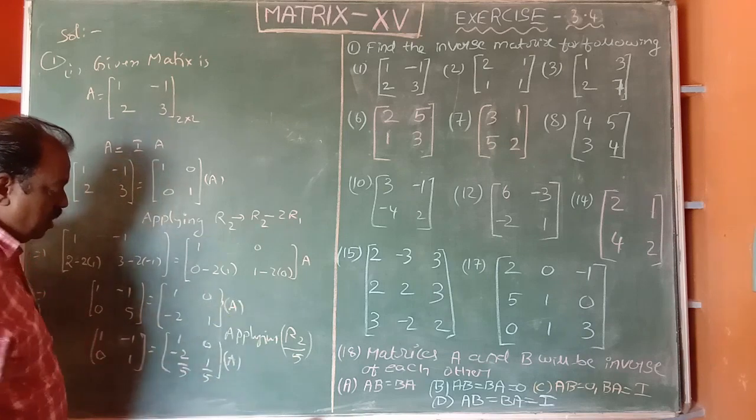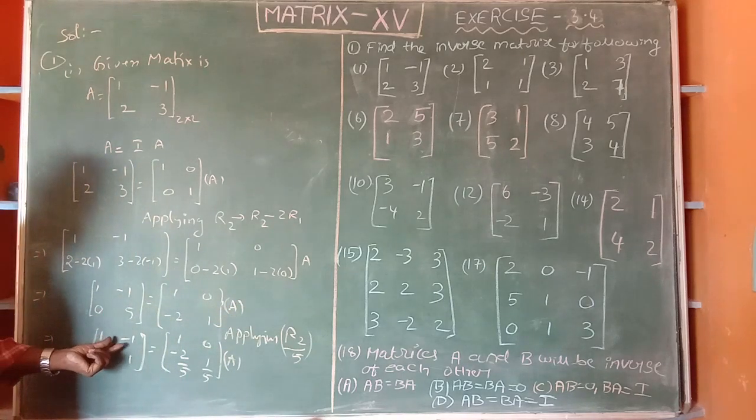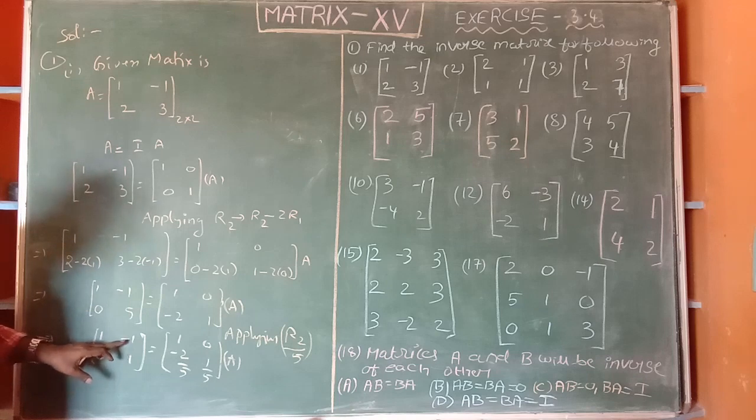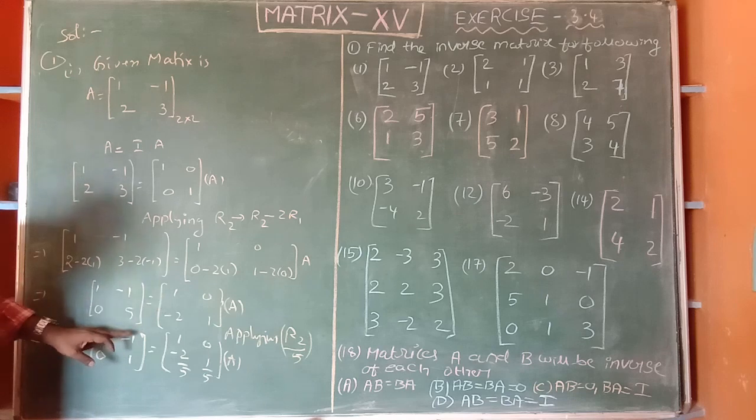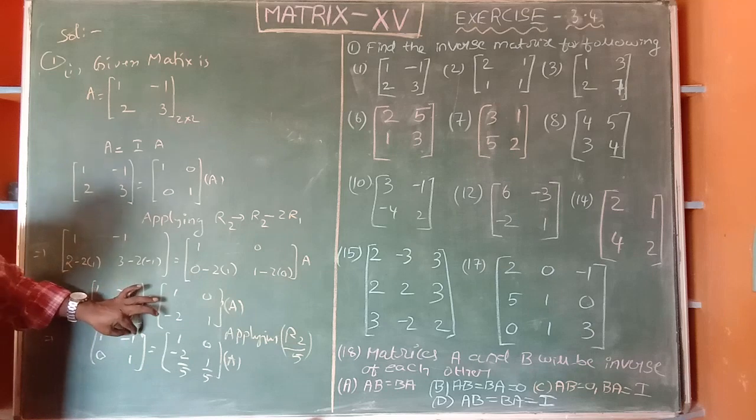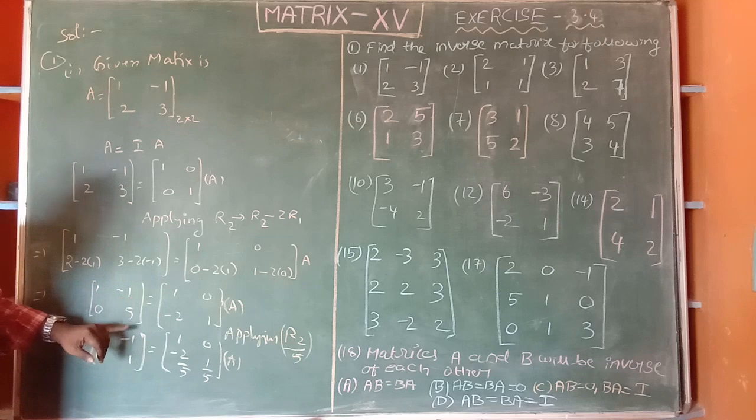A is as it is. Now here, only in one step, we will get the answer. Here you see 1 must be 0, but here it is minus 1. In the matrix 1, 0, 0, 1, in order to get 0 here, we simply add minus 1 plus 1. Try to understand it. In order to get 0 here, minus 1 plus 1 will become 0.